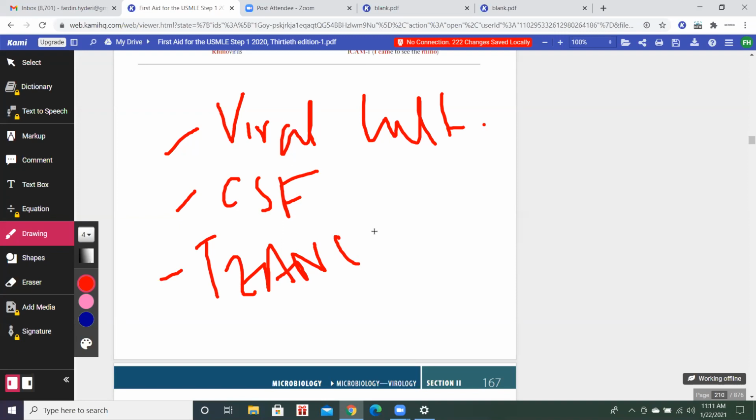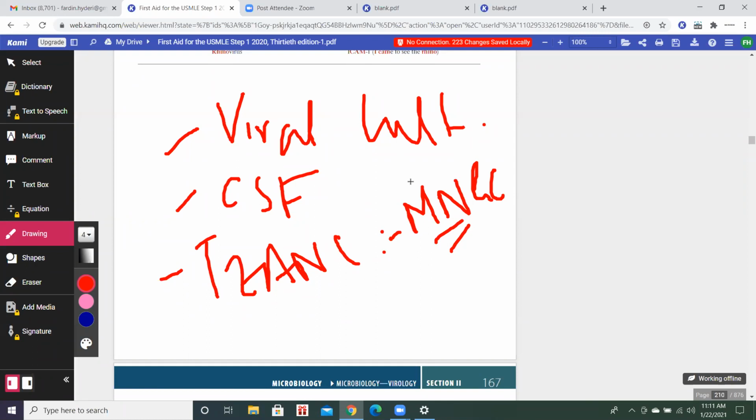Very, very small blister-like conditions, right? So you take that fluid and smear it with a Zhang smear. By doing that, you try to see whether you can identify multinucleated giant cells. If you can find multinucleated giant cells in any type of vesicular lesion, then you can confirm that it's a herpes virus, okay?